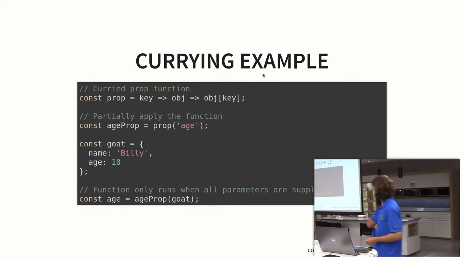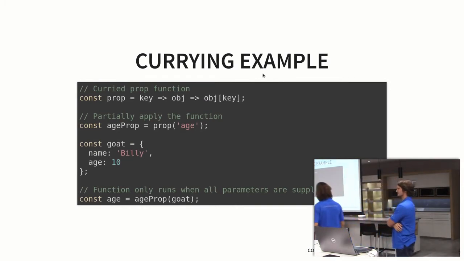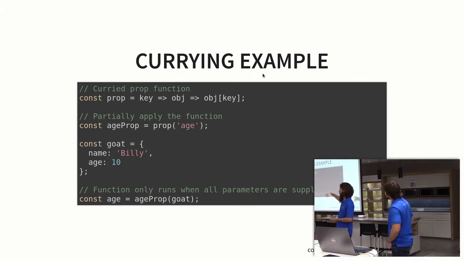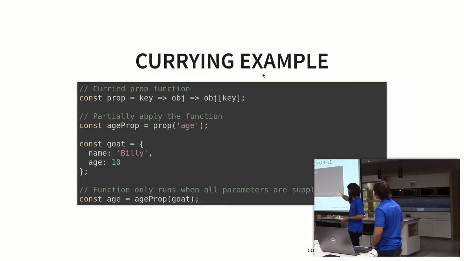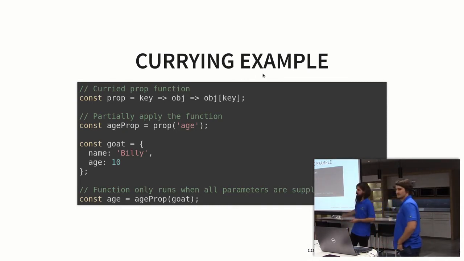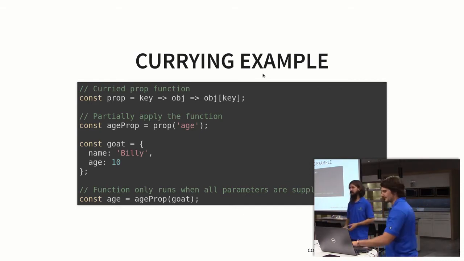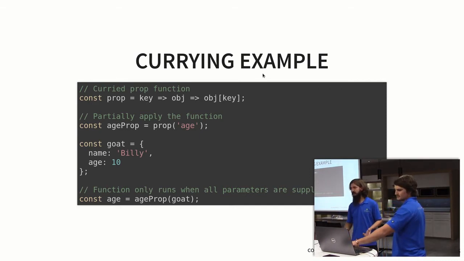So here's a very simple currying example where we just created a prop function that pulls a value that is at a key off of an object. Then we partially apply that to the prop function and just give it the age to create a more specific function. And then we've got a billy goat that's 10 years old, and we just give it the goat, and then we've got the age of the goat. But now we can use this age prop to pull the age off of any object, not just goats, which is a generic age prop function.